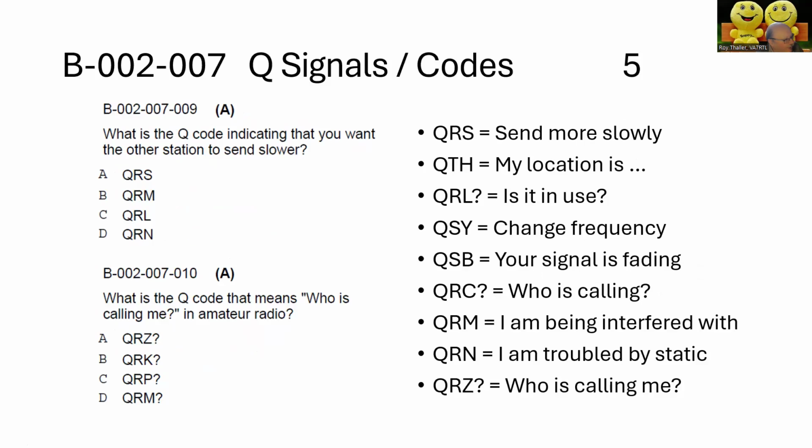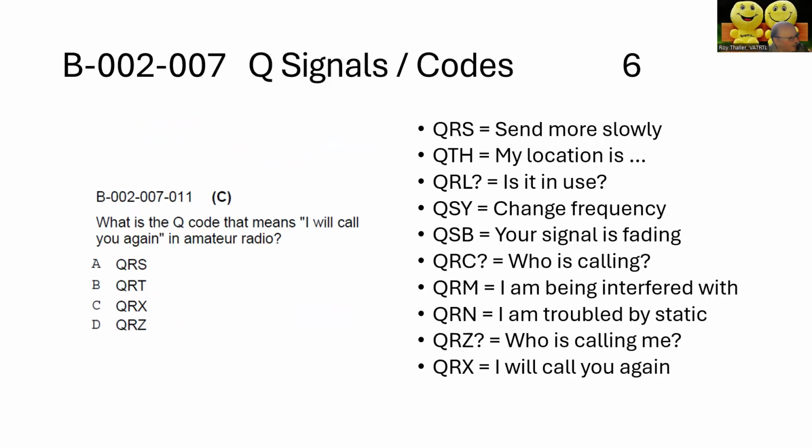What's the Q code indicating to the other station to send slower? So that Q code would be QRS. What is the Q code that means who is calling me in amateur radio? That would be A, QRZ, who is calling me. What is the Q code that means I will be calling you again in amateur radio? So that would be C, QRX. I will call you again.